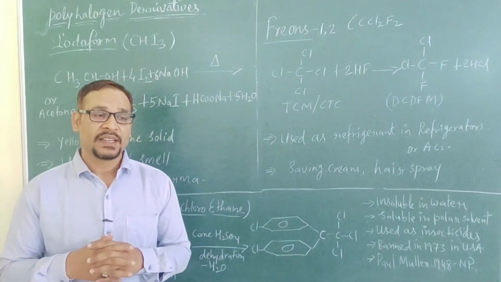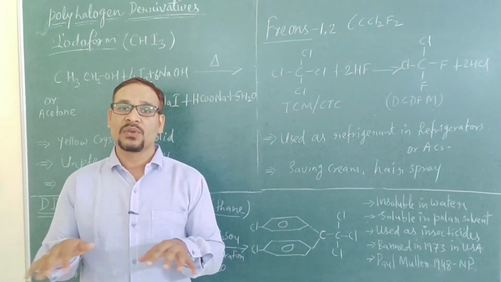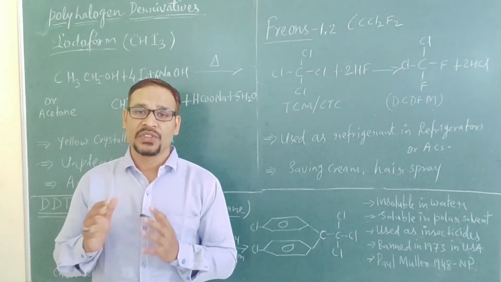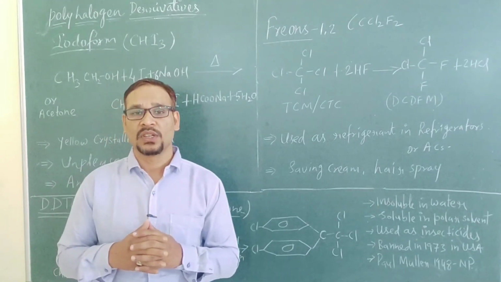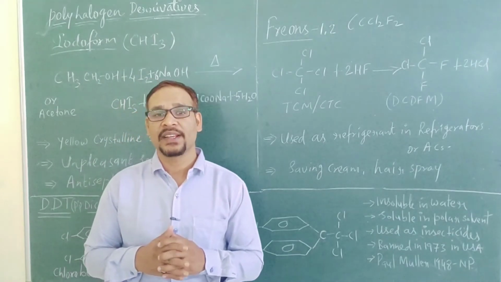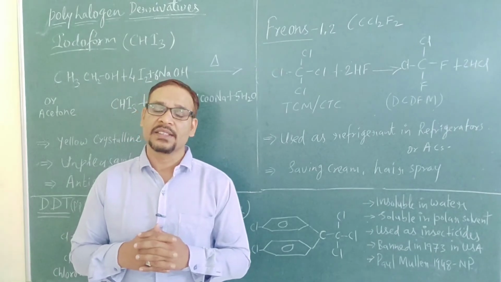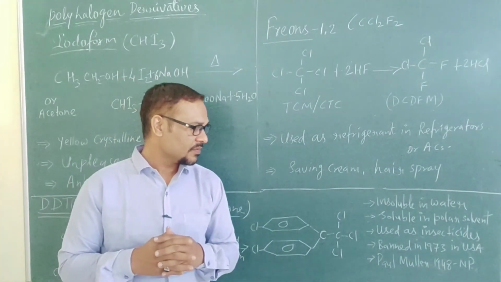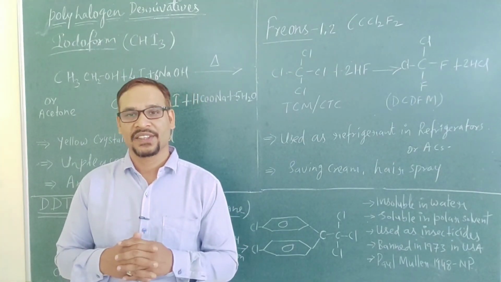And because of that, what happened? Because it is insoluble in water, it reaches into the water and kills the aquatic animals, fishes and other animals. So that is why in many parts of the world it is banned. Especially in 1973 it was banned in USA. USA में ये बैन है, but in India it is still used. So this is all about the DDT, Freon and Iodoform. Hope you understand. Thank you.